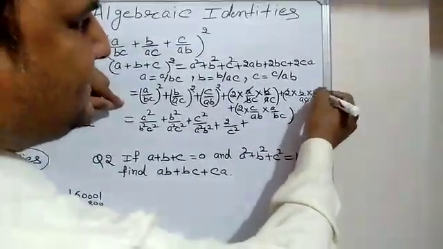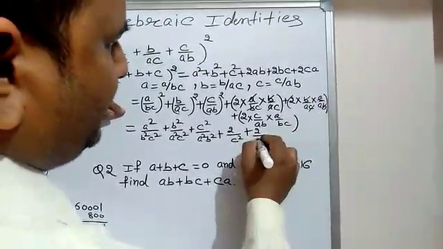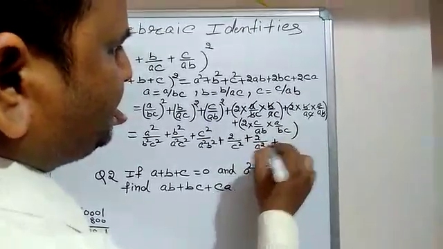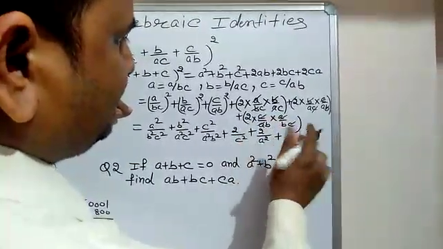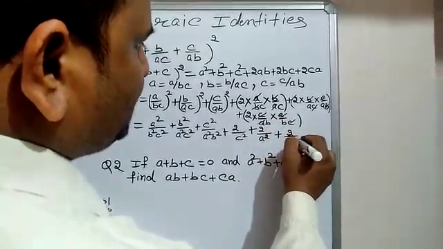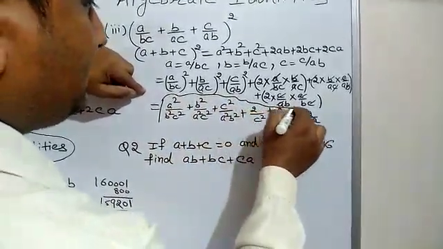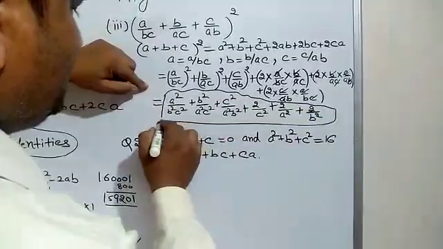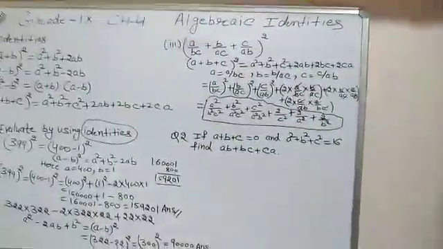C and c cancel. B and b cancel. So we are left with 2 upon a into a square plus c. A and a cancel. C and c cancel. What are we left with? 2 upon b into b square. So this is our required answer of this question by using the identity.